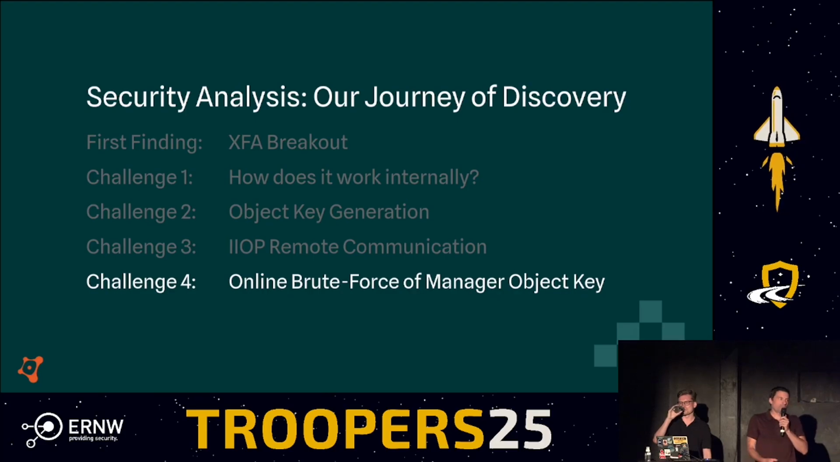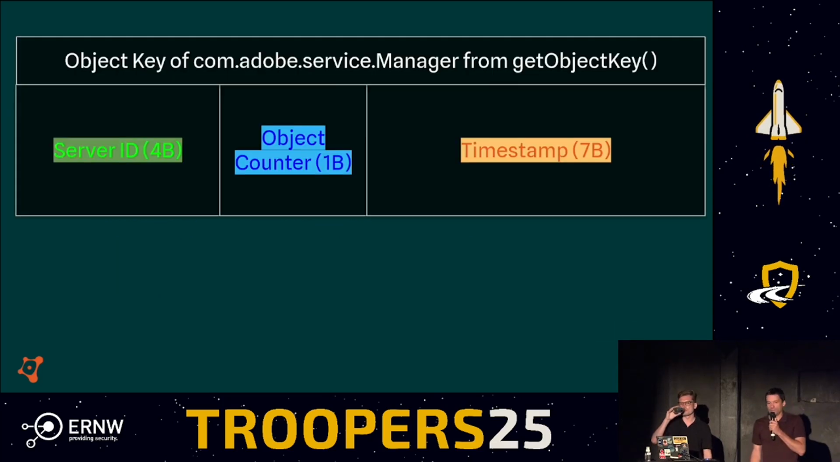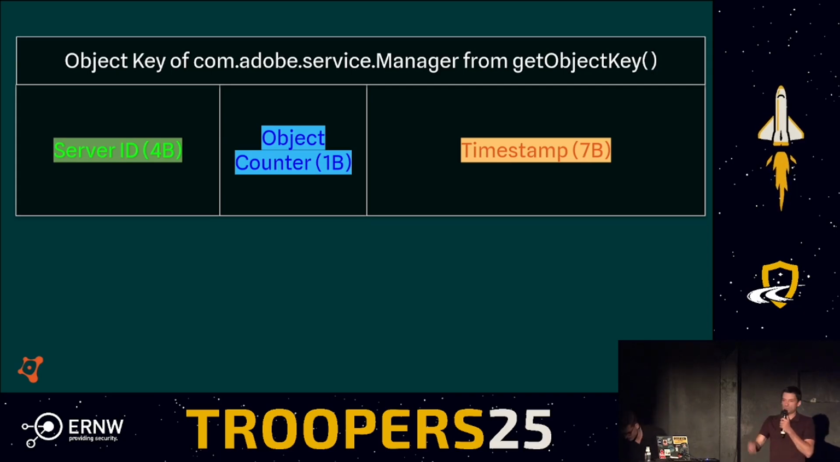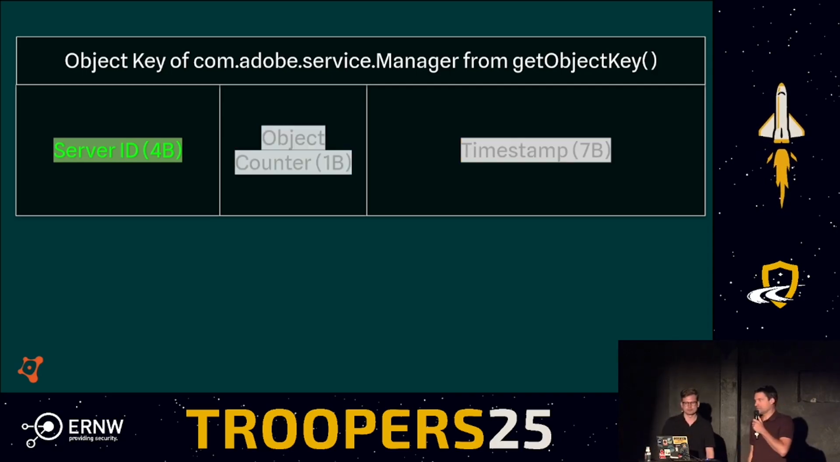The services, we did not find a way to have this object key, but we understand the format of the object key, and so we have the feeling that maybe it's brute forceable. So this is the format we already showed. In green, this is the server ID, the object counter, etc. So first I get the server ID.